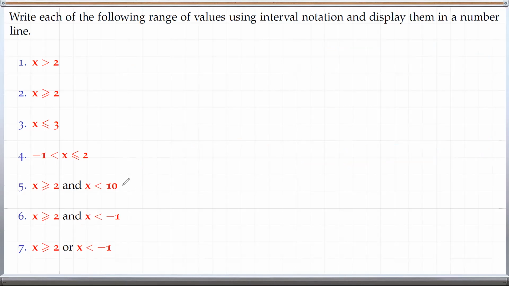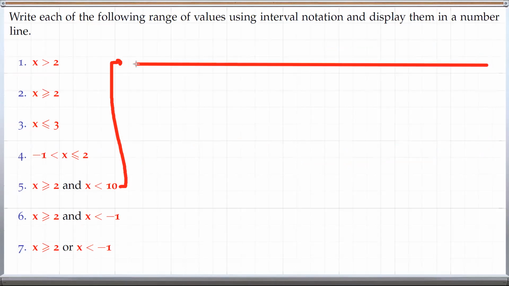So let's look at number 5 next. The first step is to again draw a number line and locate some points of interest. I can place 0 here, I can place 2 over here, and 10 over here. Of course, these are not to scale. So we have 2 inequalities given here.